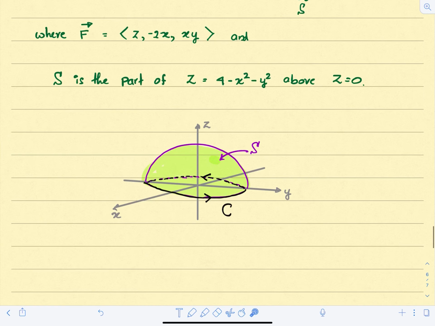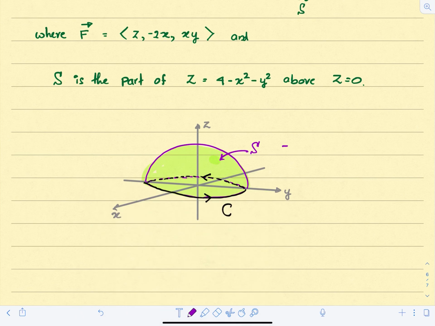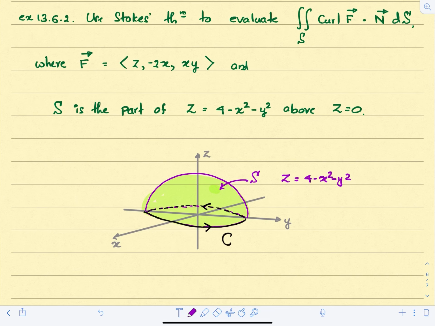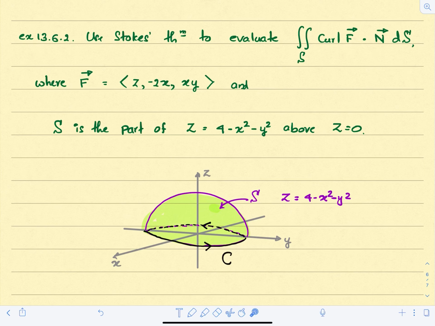So the surface has the equation z equals 4 minus x squared minus y squared, and it's above the xy plane. So we can have this black colored boundary. That's the boundary of the surface. And now we want to use Stokes theorem to calculate this flux integral.